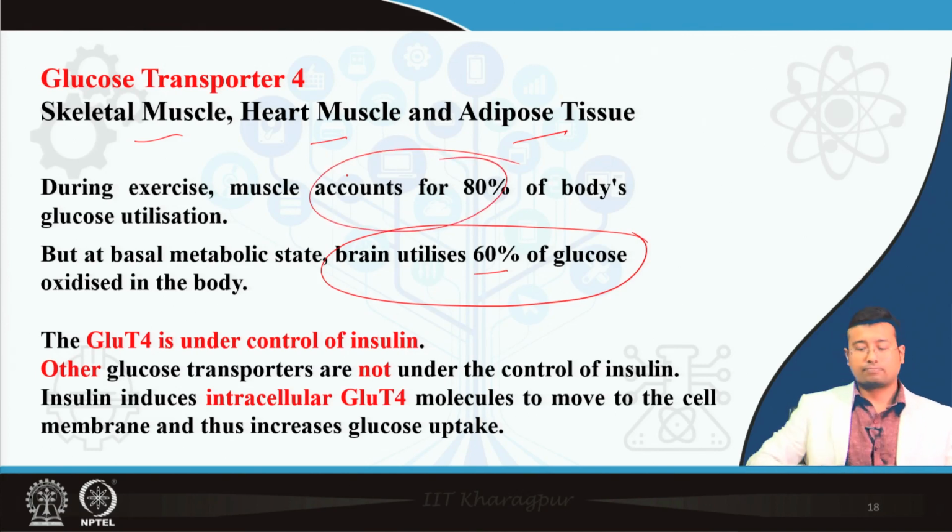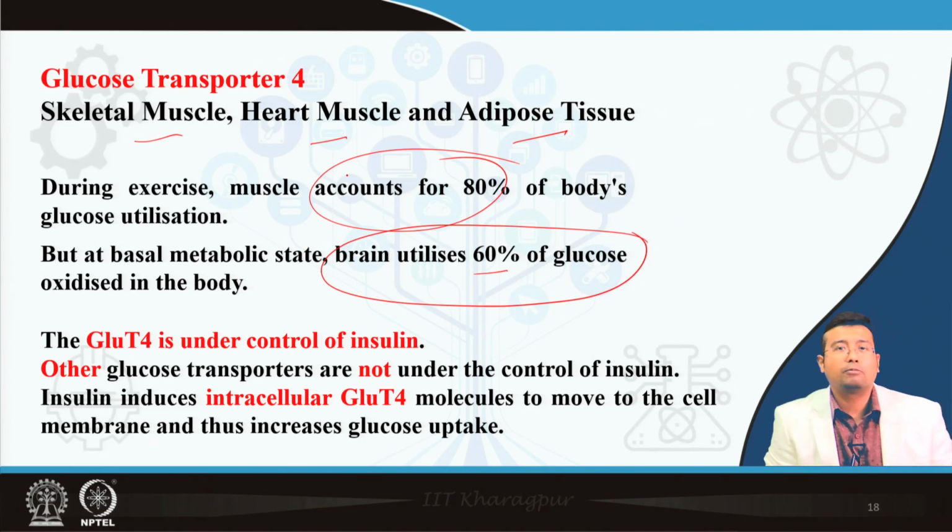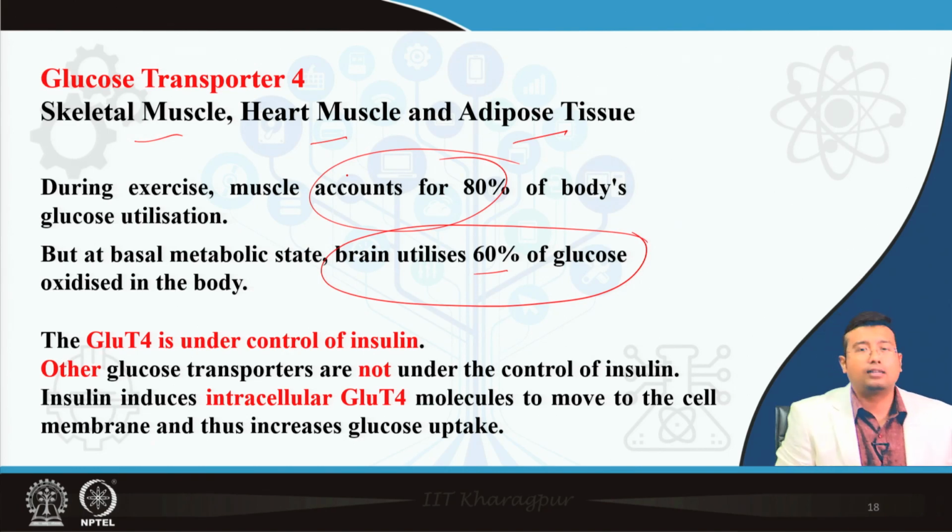and during exercise, muscle is the main source of glucose utilization. Okay. So what is so special about GLUT4 compared to all other glucose transporters? GLUT4 is under control of insulin, whereas all other glucose transporters are not. This is again a very important multiple choice question, a very important concept in understanding how insulin can regulate blood glucose, because it induces intracellular GLUT4 molecules to move across the transmembrane and thus increase glucose uptake.